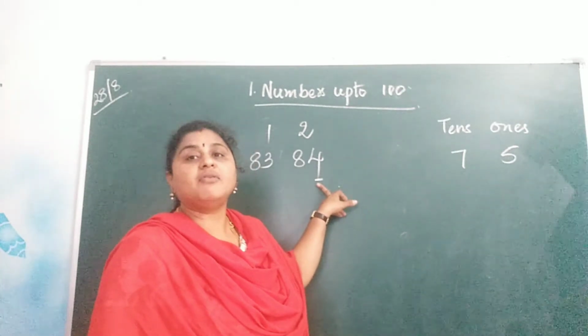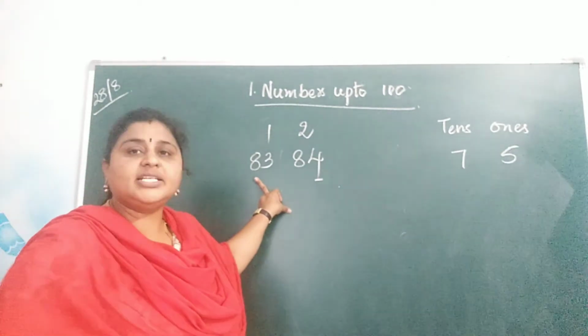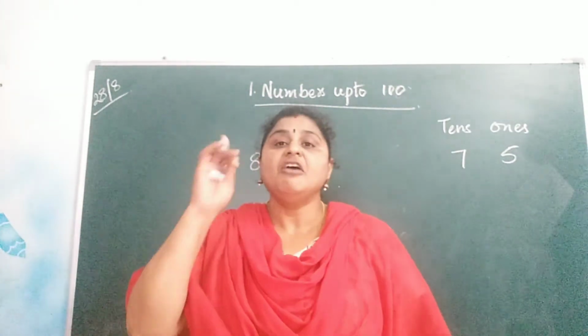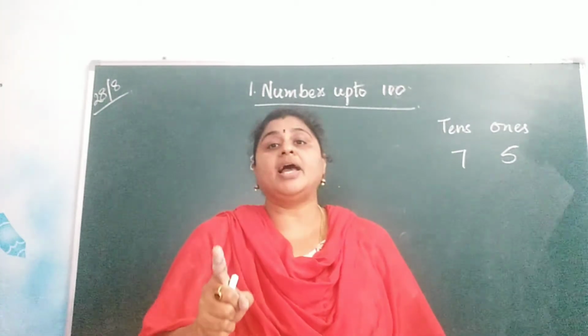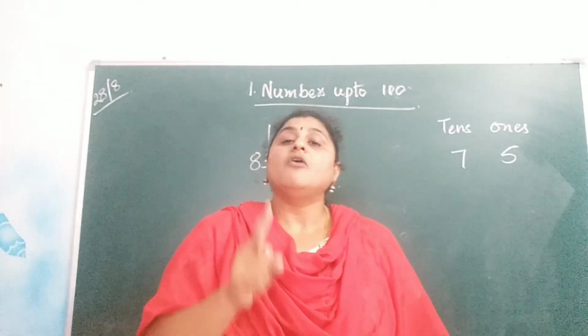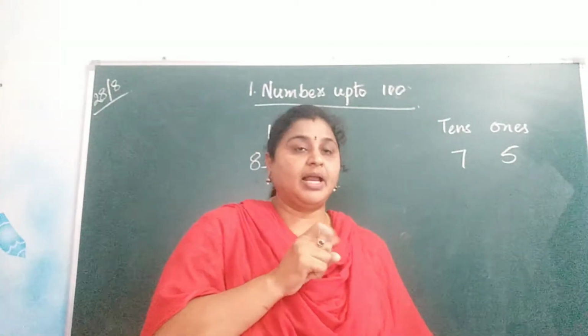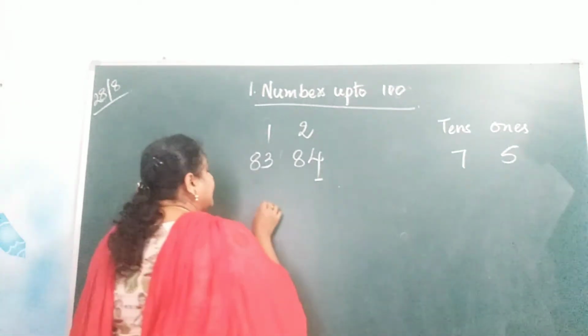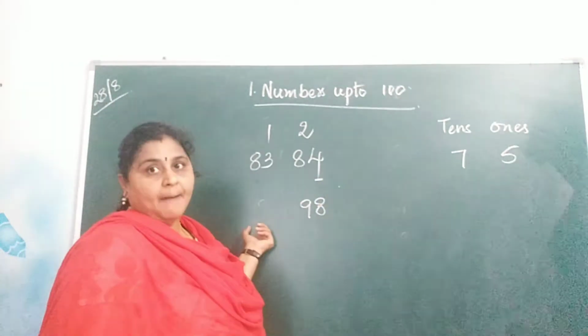If you just think over it, you will get it. Even if it is a 3-digit or 4-digit number, however many digits it has, first you need to underline the digit that's in the ones place value. Then think about what comes before that particular number which is in the ones place value. Okay, let us see. If I have 98, I have to write the before number.